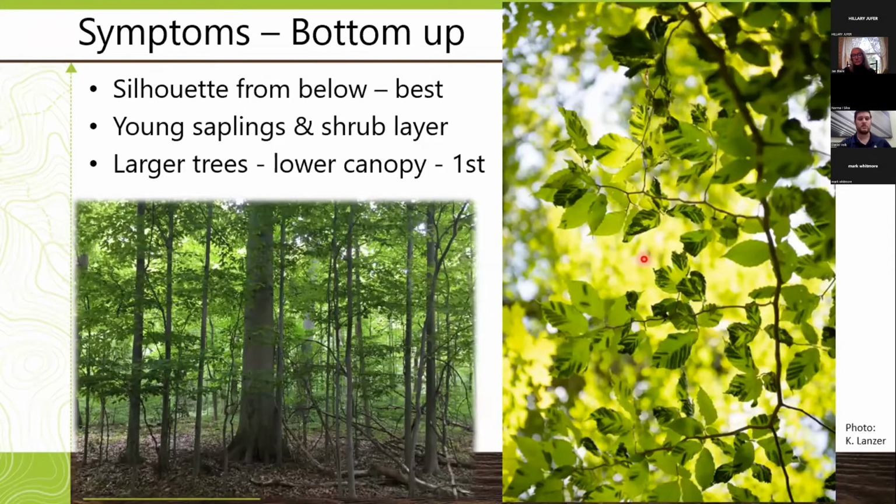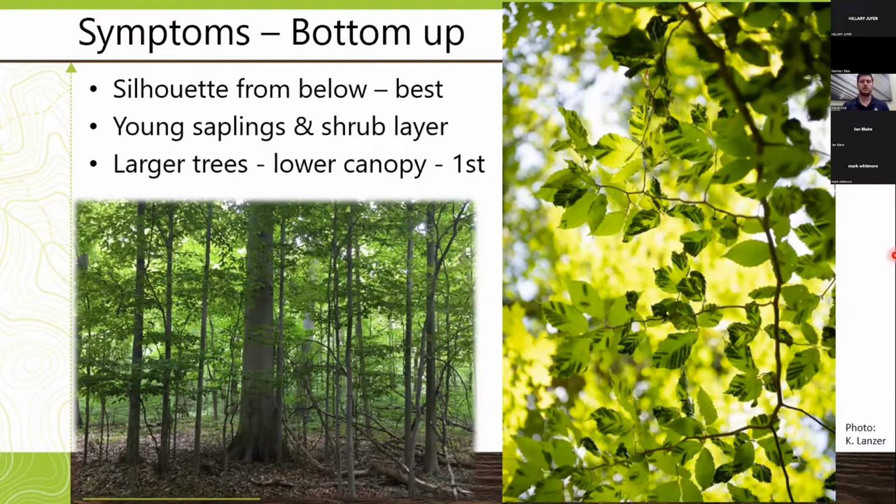So talking about symptoms from a bottom-up perspective, there are 2 things that I want to mention here. One being that the best way to look at symptoms is as a silhouette from below. Looking up into the sunlight, I often have, at webinars or in-person presentations, laminated sheets of leaves. You can actually hold those leaves up to the light and see those dark banding patterns. It's really good to see it looking upward as opposed to at eye level or below.